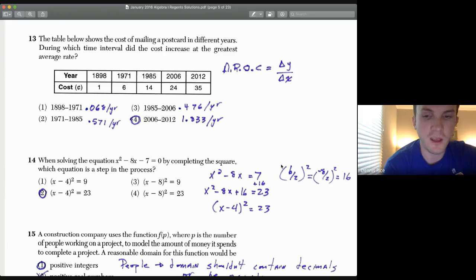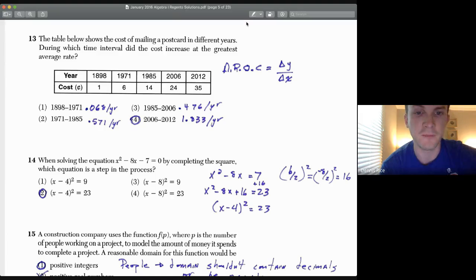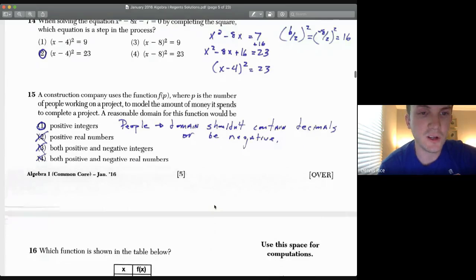Remember, the number that you add to both sides, I call it the magic number. It's not an actual name. But the number that you add to both sides is half of B, so negative 4, squared, 16. It's always going to be positive. You're squaring something.